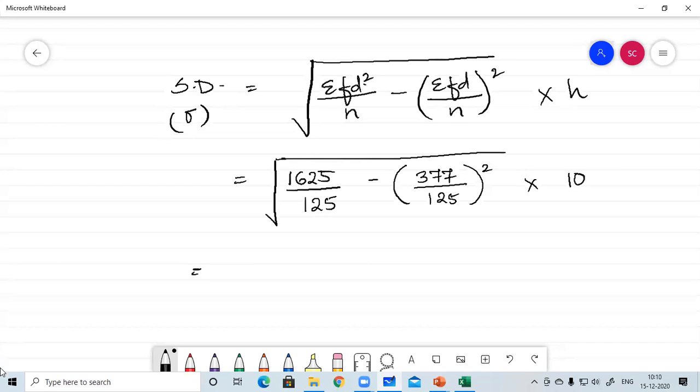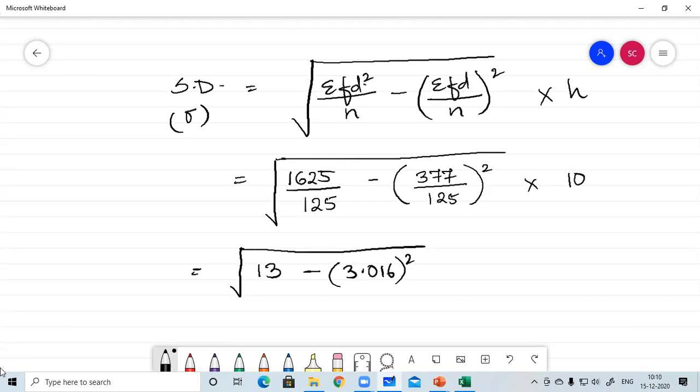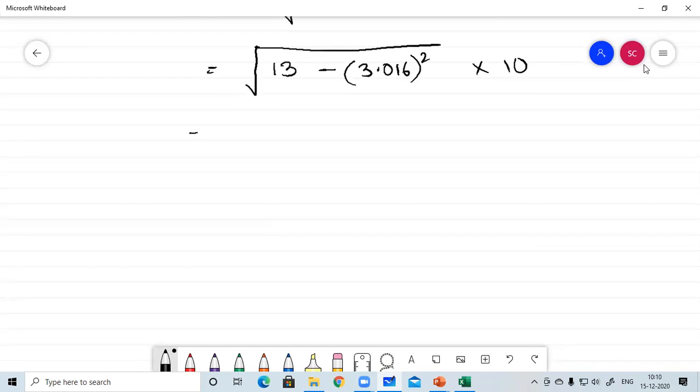The two numbers vertically give us a difference of 10. So let's do the calculations. 1625 divided by 125, you get 13, minus 377 divided by 125, you get 3.016 whole square, under root into 10. Equals 13 minus, now you get 9.09625.